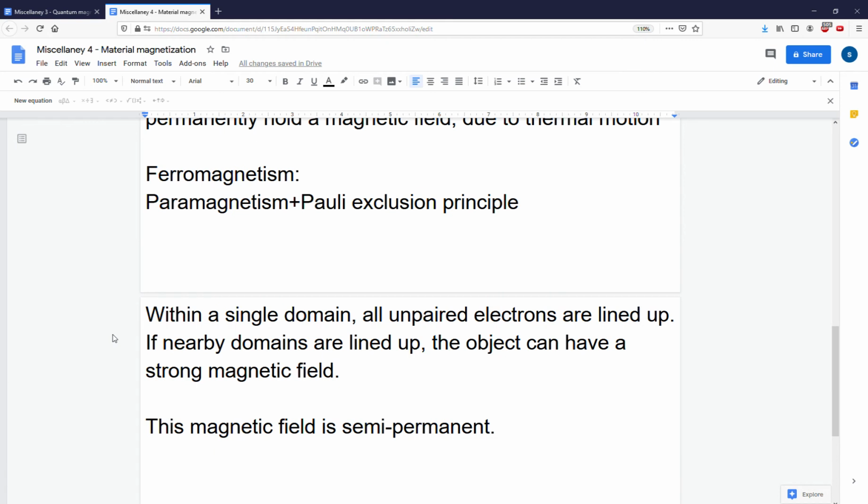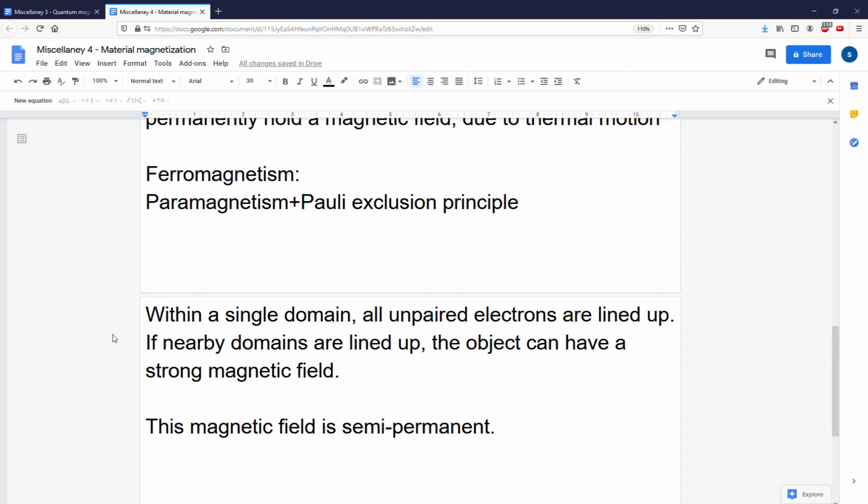So one way to think of ferromagnetism is it's kind of an extreme version of paramagnetism, plus a little extra quantum weirdness. Like paramagnetism, ferromagnetism relies on having these unpaired electrons, these electrons that can have any orientation they want. However, ferromagnetic atoms have an additional property that comes from this thing called the Pauli exclusion principle.